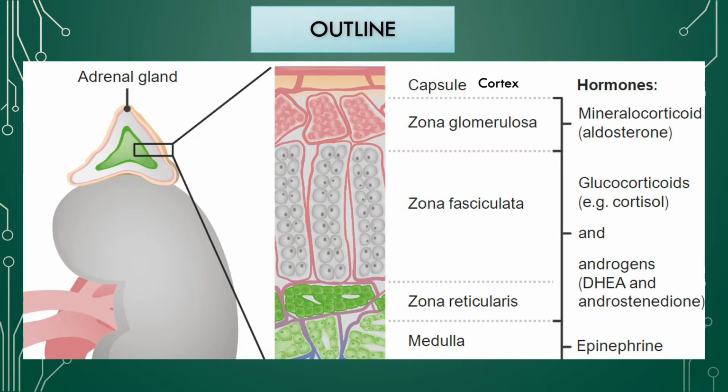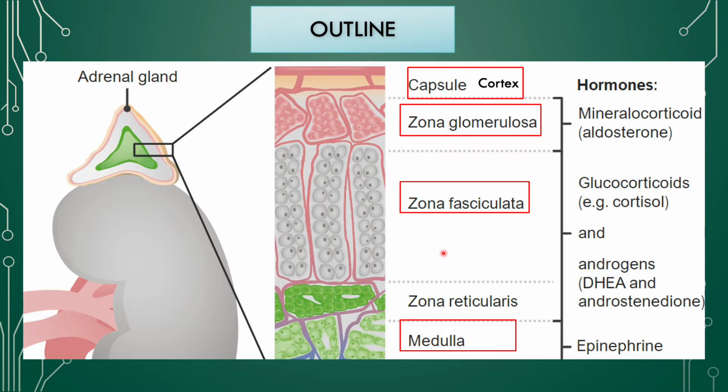The adrenal glands are composed of two functionally separate layers, the adrenal cortex and the adrenal medulla. The adrenal cortex has three distinct zones, and each zone has its own regulation and secretory products. These three zones, from external to internal, are the zona glomerulosa, zona fasciculata, and the zona reticularis.